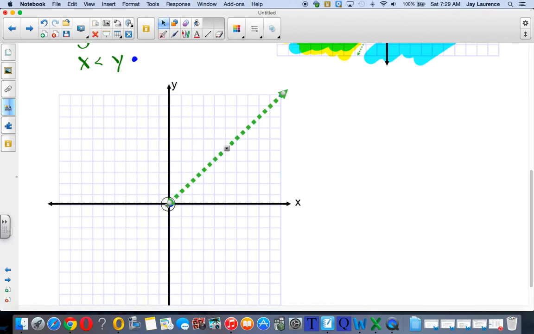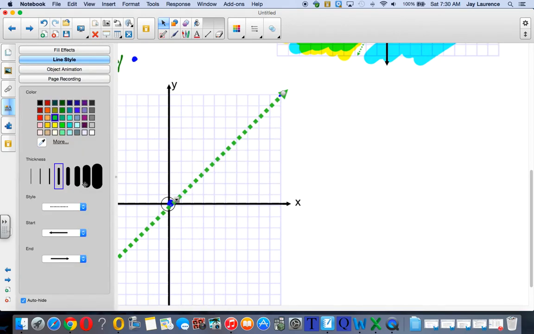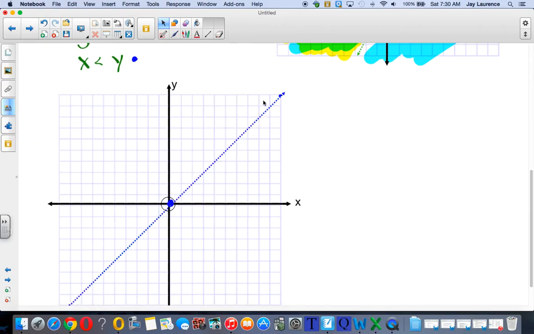I'll have to make it thinner and blue. Okay, so properties, let's go thin, make him blue. And now to test the shading, I can't use the origin, so maybe I'll use a point like, say, 0, 2. Okay, so I'll put 0 in for x, 2 in for y. That is a true statement, so I'm going to shade up.